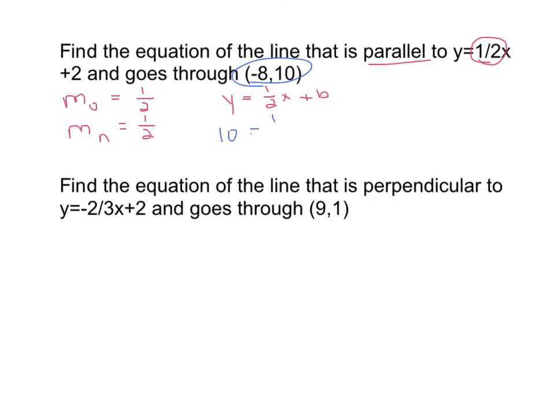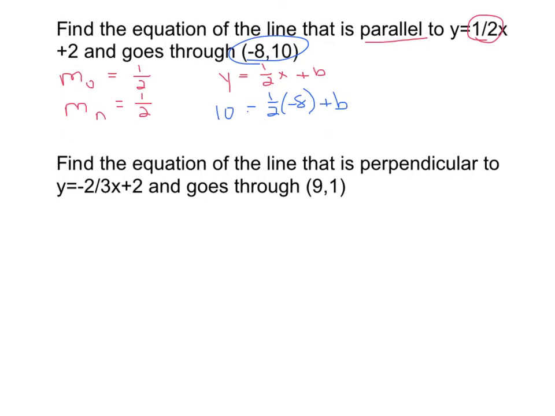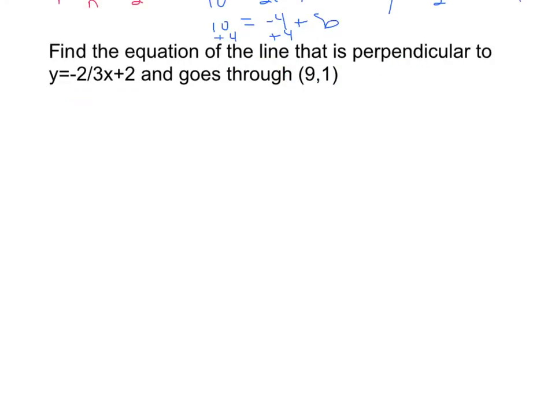So let's go ahead and use that. 10 is equal to 1/2 of negative 8 plus b. We'll simplify to 10 is equal to 1/2 times negative 8, negative 4, plus b. Add 4 to both sides. And we get 14 is equal to b. So that is the y-intercept of the line that has a slope of 1/2 and goes through (negative 8, 10). So y is equal to our slope, 1/2, and then our y-intercept, 14.